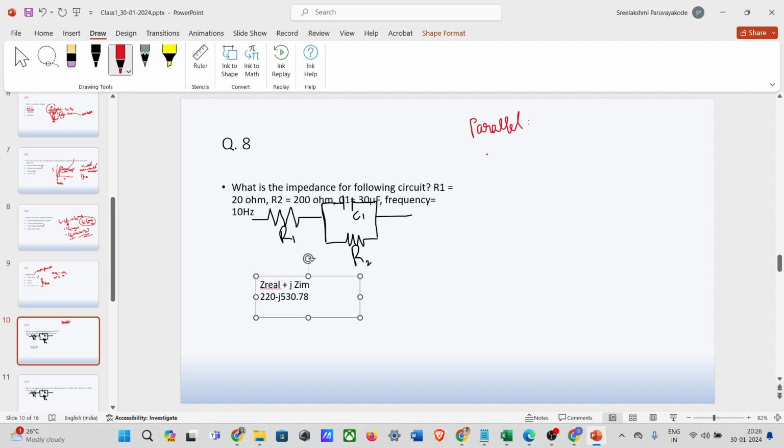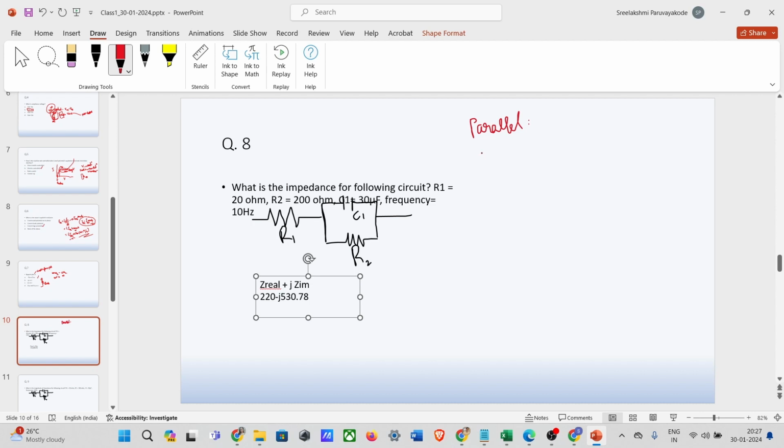So how do I approach this problem? I will not put in numbers at first. I'll first solve it and get a general expression and then substitute. Why do I do that? Because you have 30 microfarad, 30 into 10 to the power minus 6. If I keep doing it, somewhere or other I can make a mistake. So I'll just use ZR1, ZR2, ZC1 and finally get a simplified form and then substitute. That's how I proceed for this question.